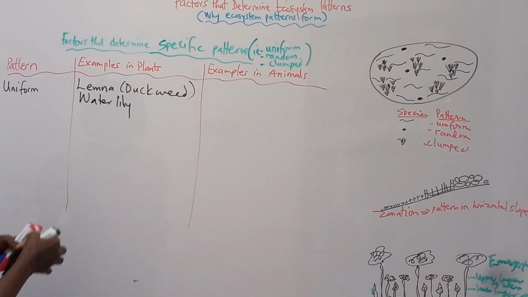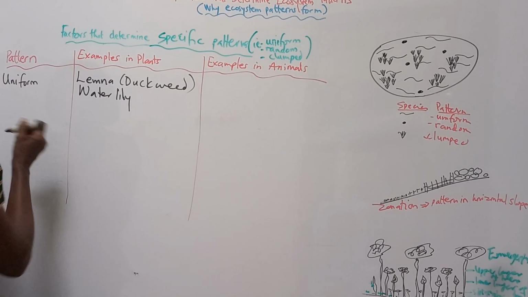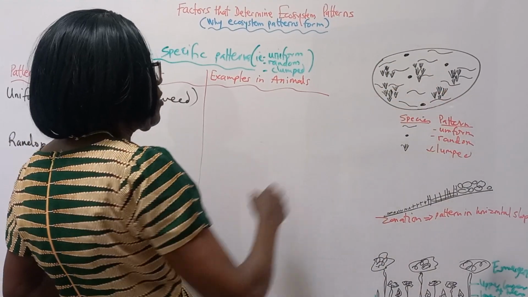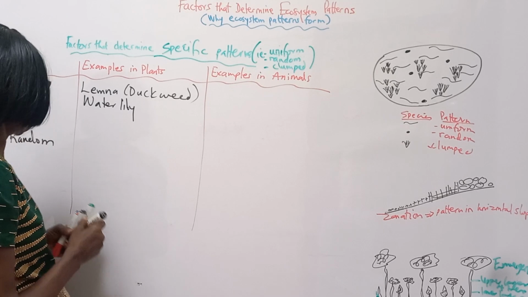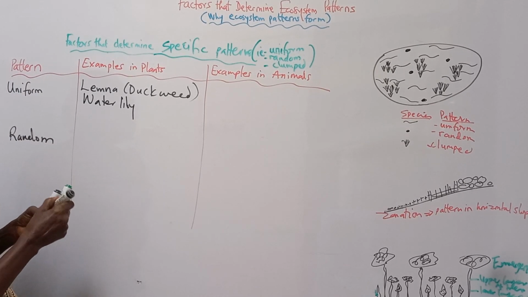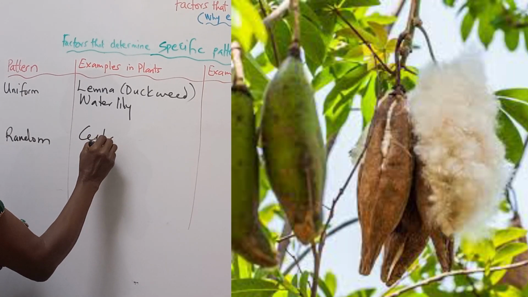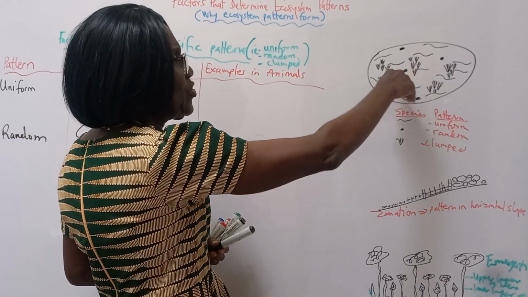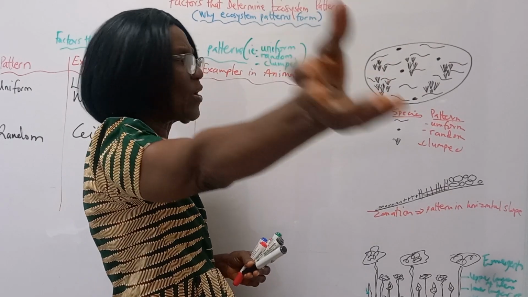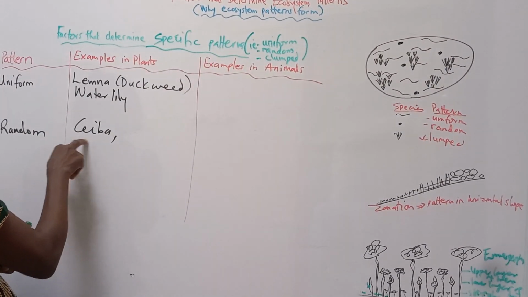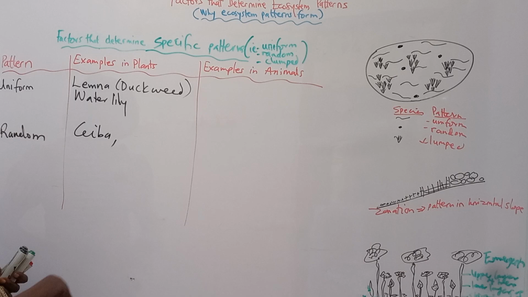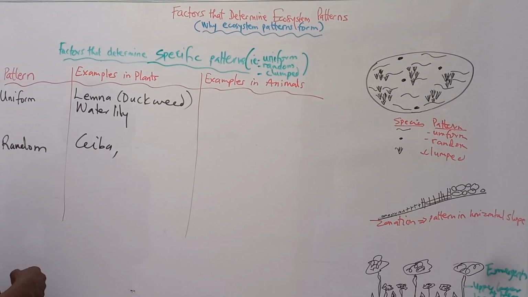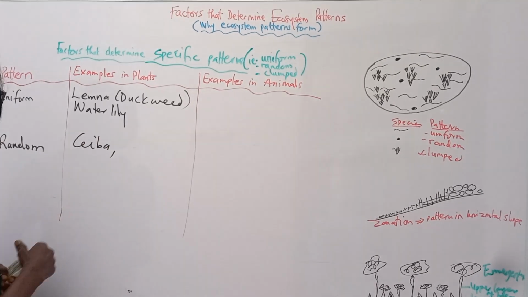Then we can look at random pattern in plants. If you can have a plant that is randomly spread in the ecosystem, you can think about plants that are dispersed by wind, like ceiba or silk cotton. You can imagine that randomly you can have seeds spread or carried by wind. So ceiba, silk cotton, and other plants that are dispersed by wind will provide us random pattern in the ecosystem.